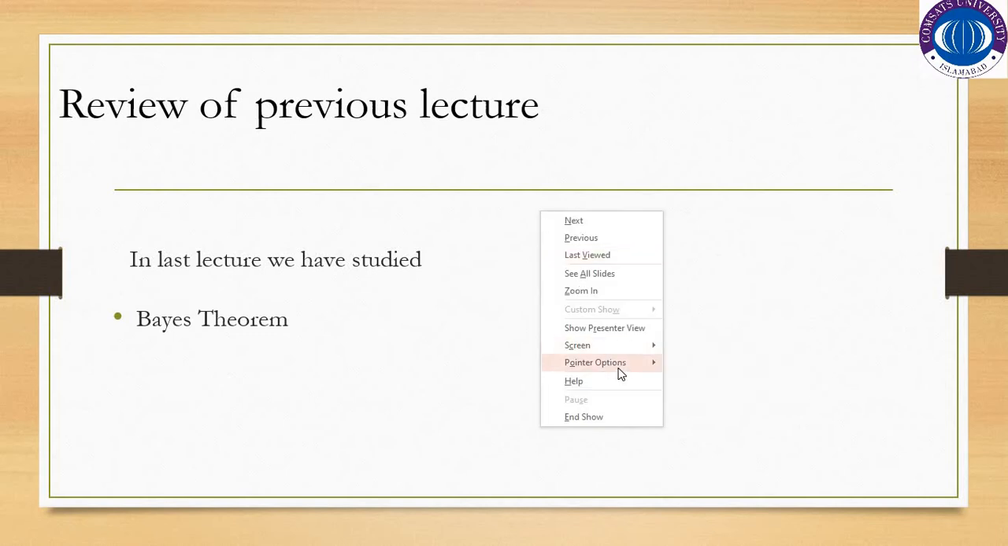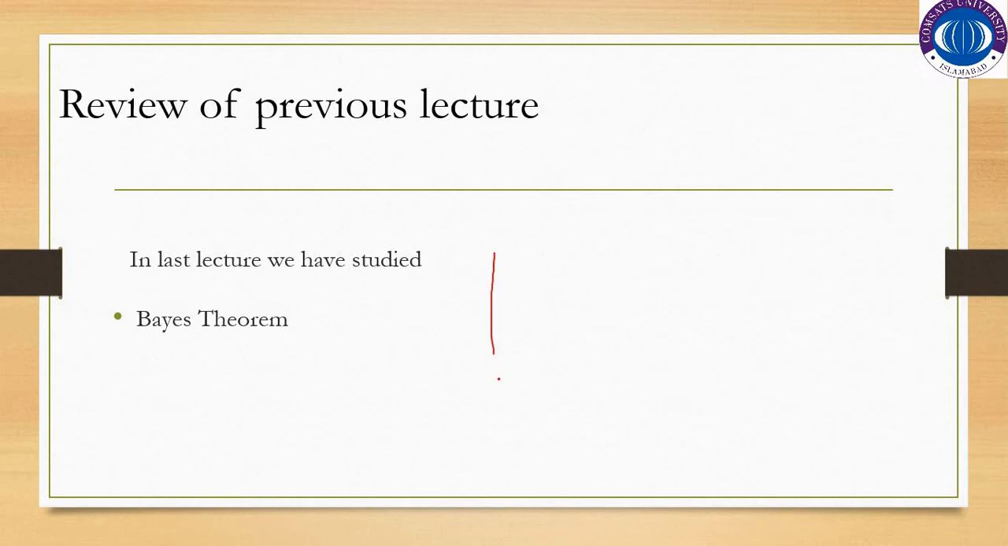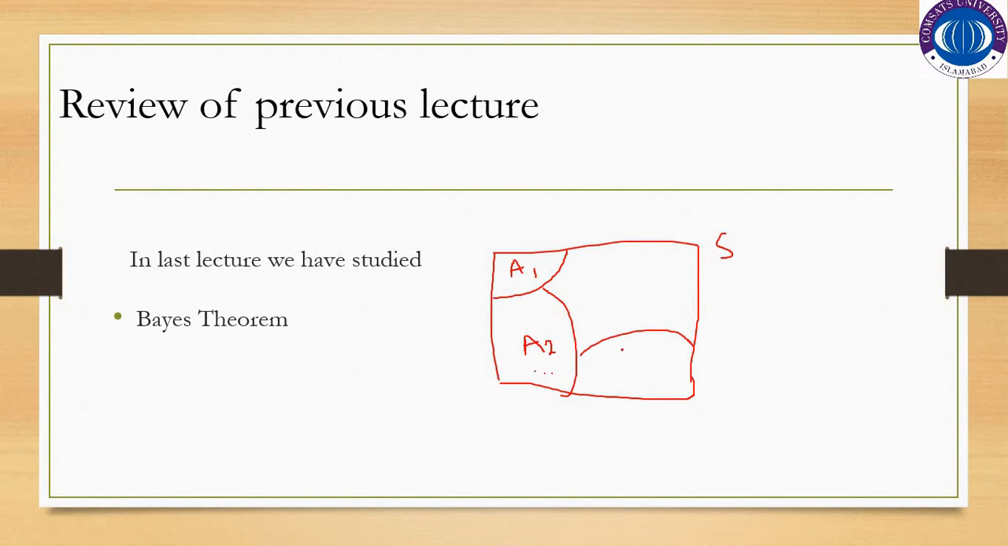We defined that, let's suppose we have a sample space S. The whole sample space is divided into some mutually exclusive and exhaustive events. Let's suppose this one is A1, this one is A2, and so on. There can be n mutually exclusive and collectively exhaustive events.